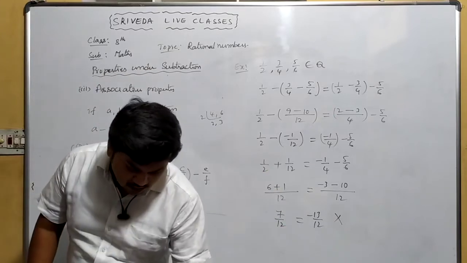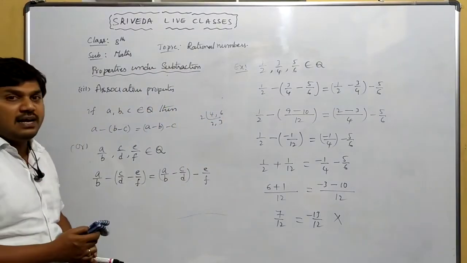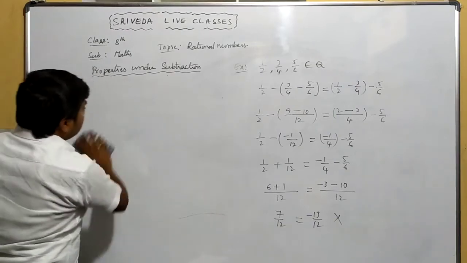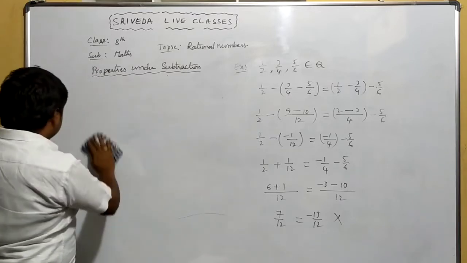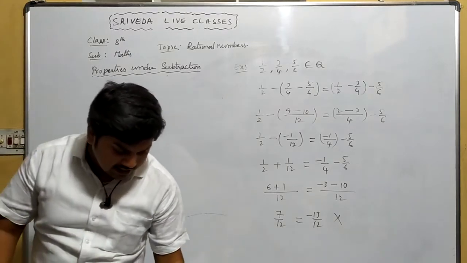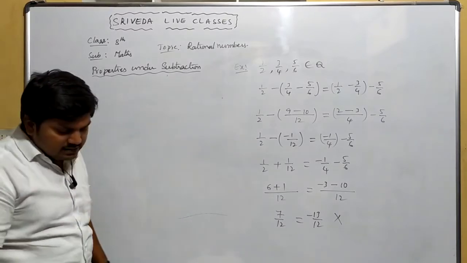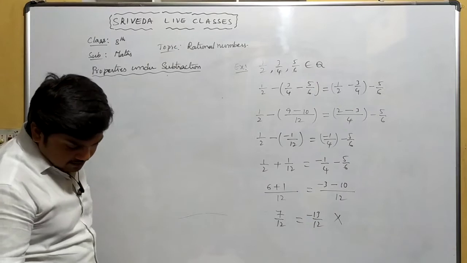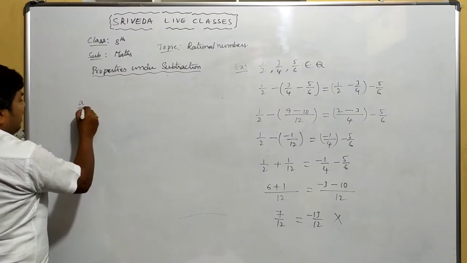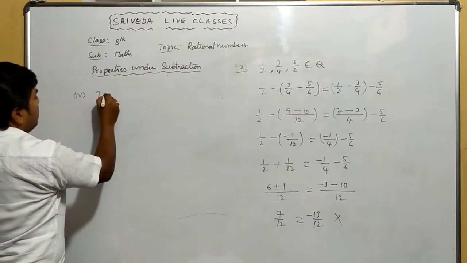Okay. Next one, the fourth property, what is that? Identity property. Identity under addition, under subtraction. Here under subtraction, is there an identity property? Is there a closure property? So next, existence of identity. You see that A by B belongs to Q. Next, the fourth one, identity.